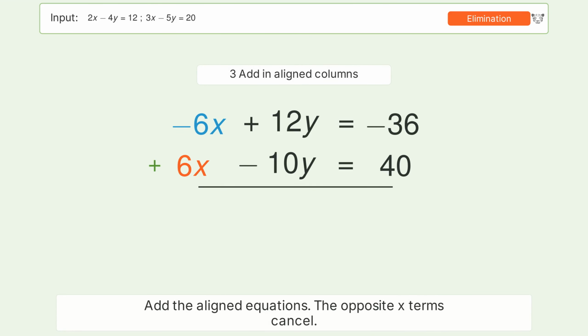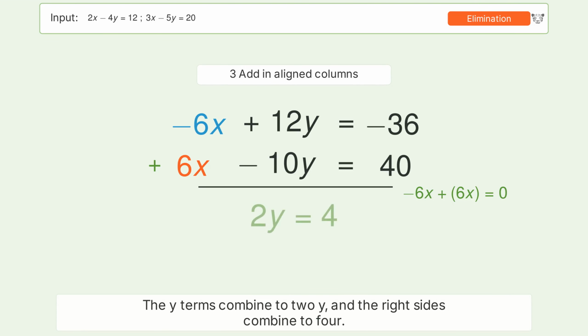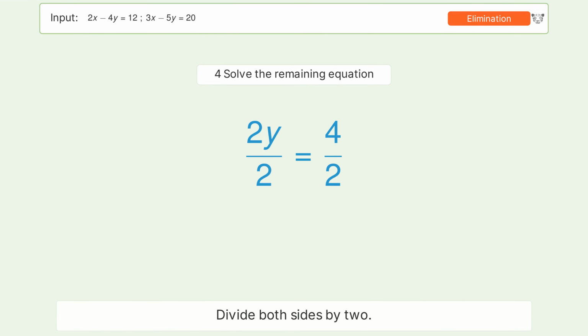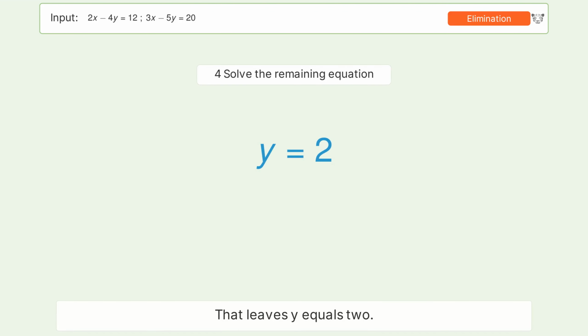Add the aligned equations. The opposite x terms cancel. The x terms cancel. The y terms combine to 2y, and the right sides combine to 4. Divide both sides by 2. That leaves y equals 2.